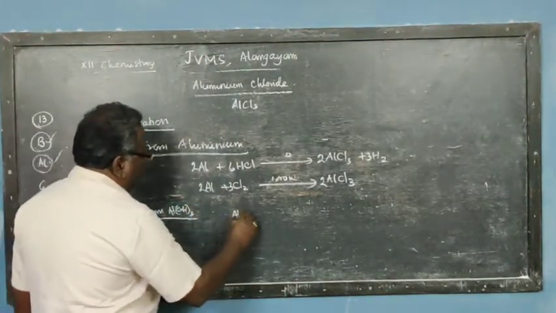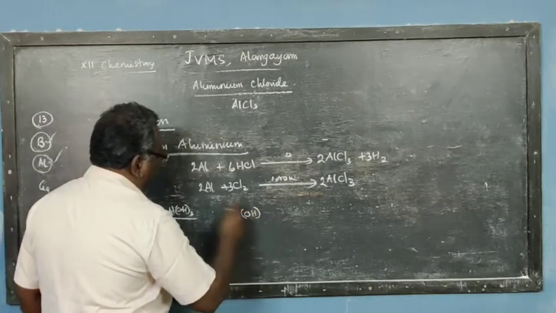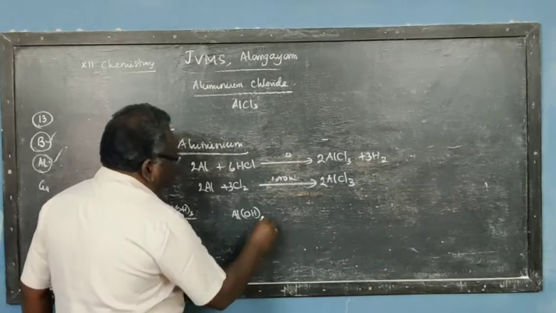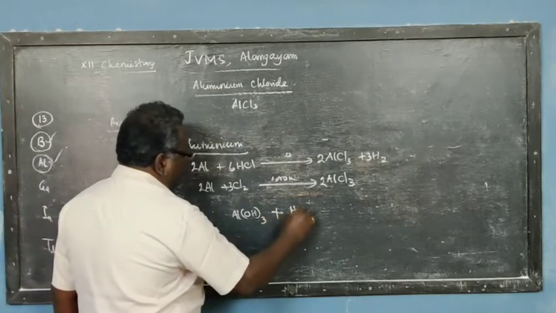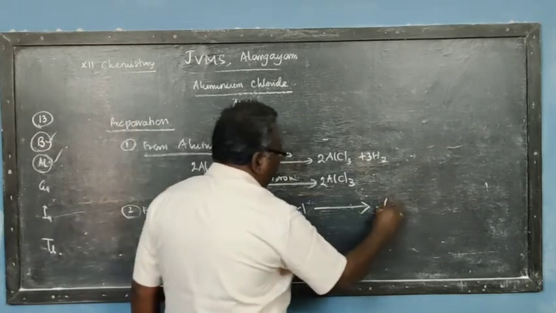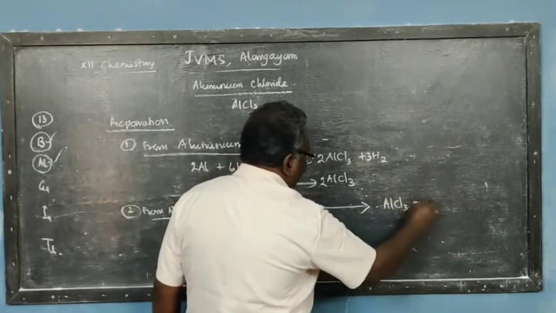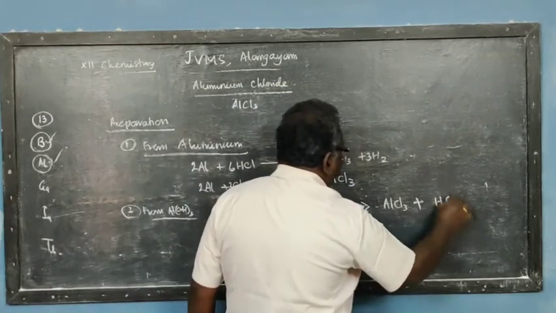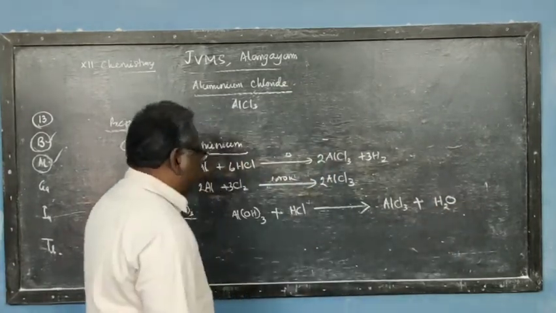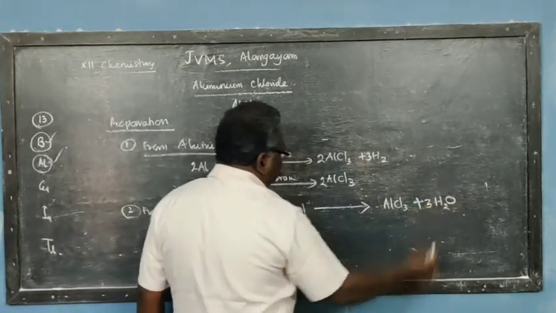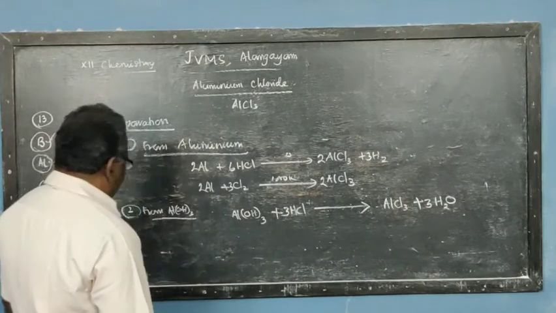The second preparation is from aluminum hydroxide. Aluminum hydroxide will have to be treated with hydrochloric acid. Then what happens? Aluminum will join with chlorine, forming aluminum chloride, and H will join with OH, forming H2O. So here 3 HCl and 3 water molecules are being produced.